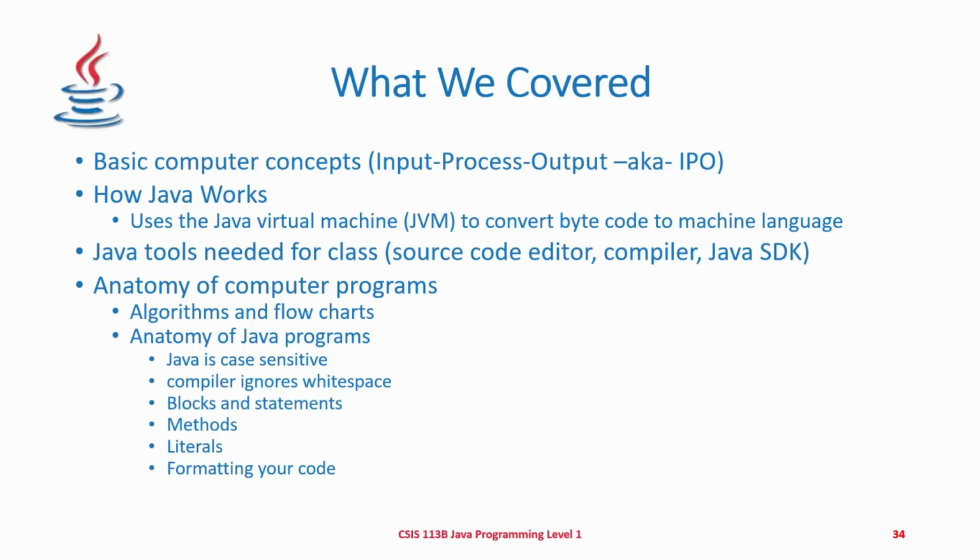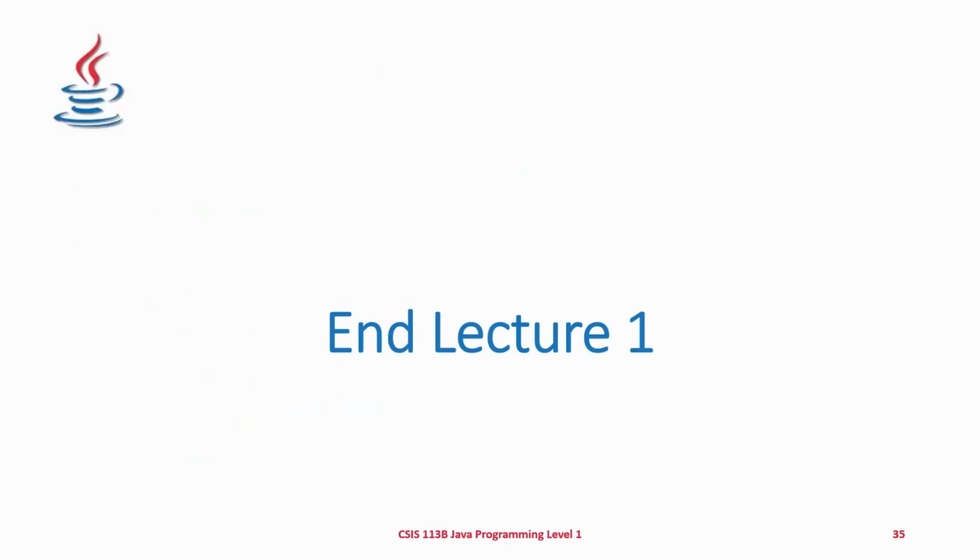We talked about the anatomy of our computer programs. We talked about algorithms and flowcharts, and then specifically the anatomy of our Java programs. So we talked about the fact that Java is case sensitive, and how the compiler ignores white spaces. We talked about blocks being delineated by curly braces, statements being terminated by semicolons. We talked about the format of methods, how they have a header and a body. We also talked about classes, how they have a header and a body. We talked a little bit about literals, meaning the actual values, and then some discussion about formatting your code. So that's the end of Lecture 1.